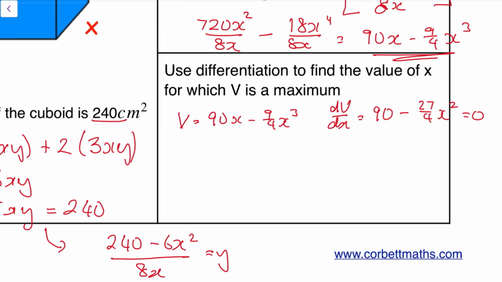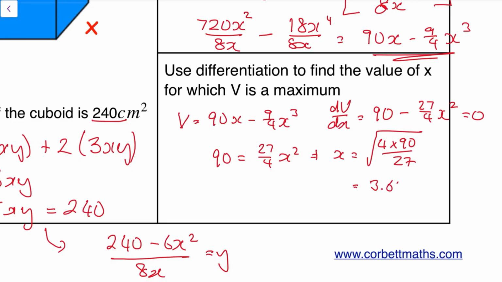Again, I'm trying to show what I'm doing because these could be marks in the exam. So in other words, 90 is equal to 27 over 4 x squared, which means that x is equal to 4 times 90 divided by 27, square rooted. Calculator out, or maybe you don't have a calculator, maybe it's a non-calculator exam, in which case you have a fraction, but I'm going to use my calculator and I get 3.65 centimetres.